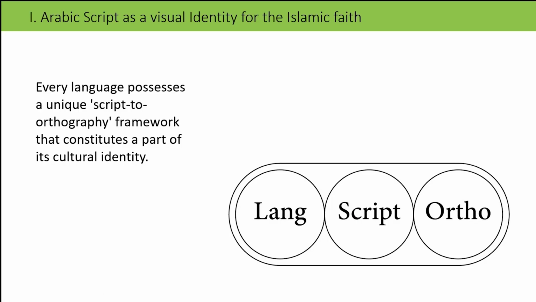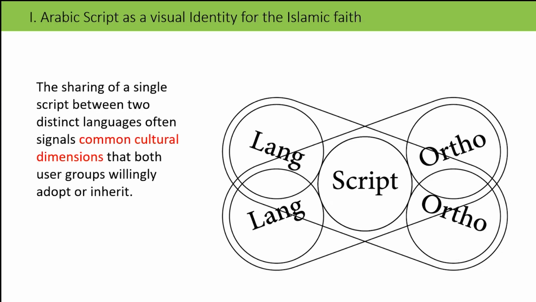Every language possesses a unique script and orthography framework that constitutes a part of its cultural identity. So a language, script, and orthography are part of the bigger culture. And when two cultures decide to embrace the same script, it means there would be an integration, partially in the language, partially in the orthography, and it was a willing common cultural dimension.